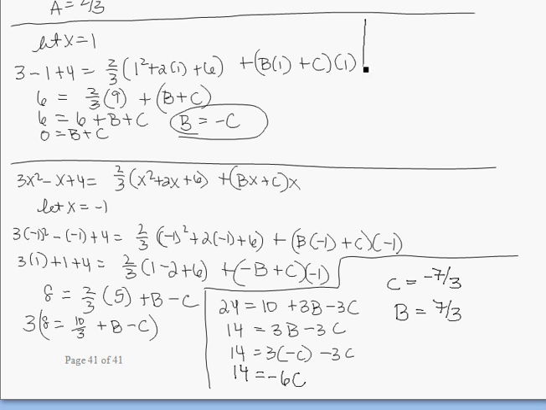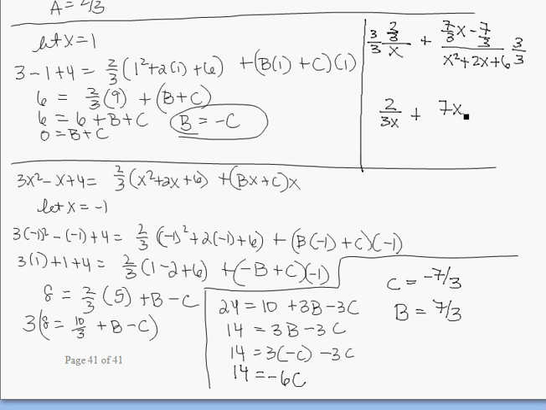So my final answer is 2/3 over x plus, since c is negative 7/3 and b is 7/3, 7/3 x minus 7/3 all over x squared plus 2x plus 6. I'm going to multiply this one by 3 over 3 and this one by 3 over 3. So I get 2 over 3x plus 7x minus 7 all over 3 times x squared plus 2x plus 6.